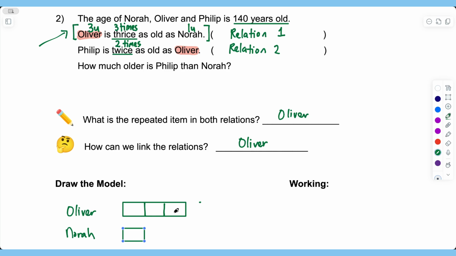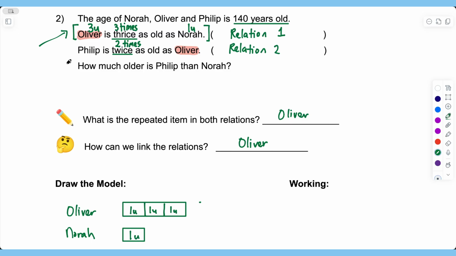Do we know what is the actual age? We do not know. So we are still working in units or parts. And these are all equal units. Okay, let's just put 1U inside all of these small boxes to remind ourselves that these are all equal units.